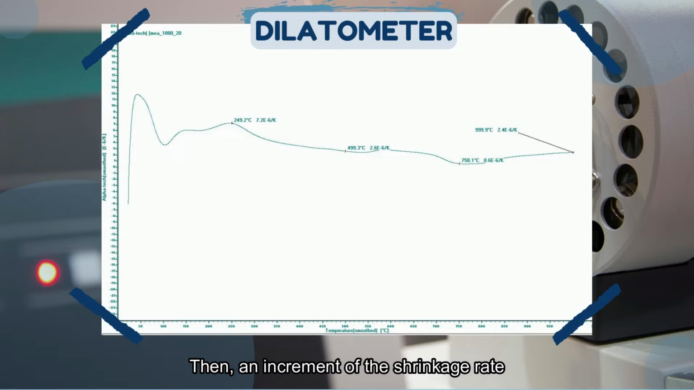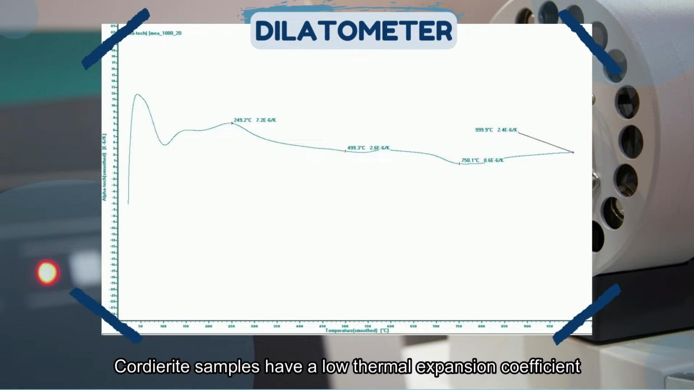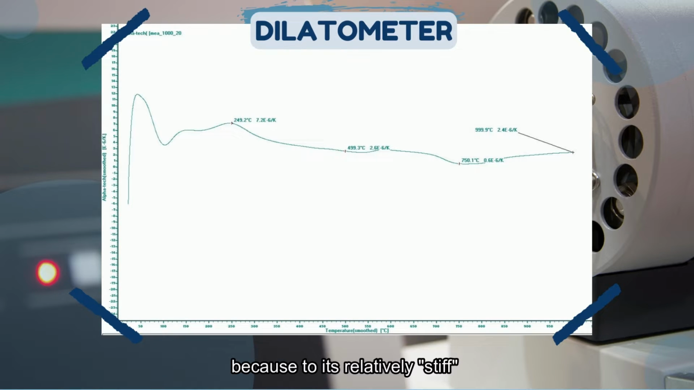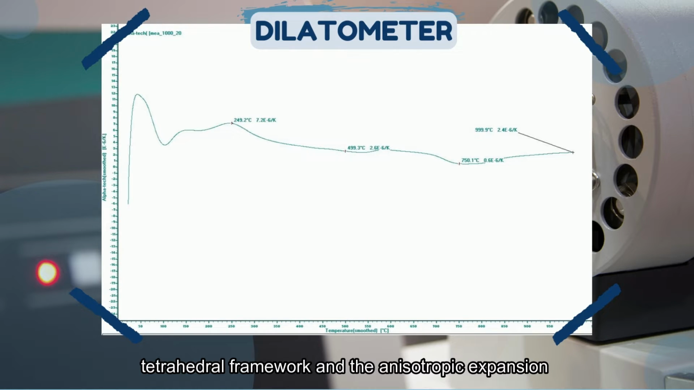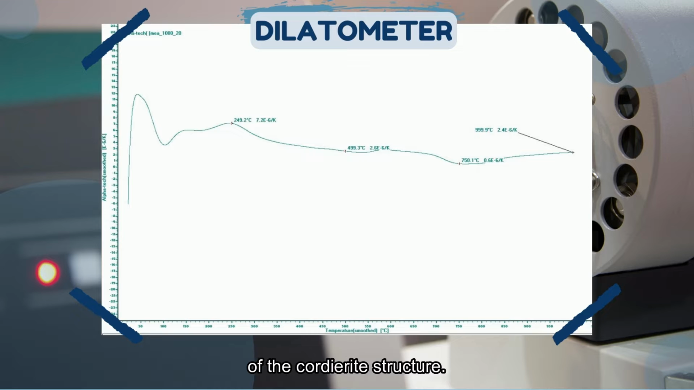Then an increment of the shrinkage rate at 750.1 degrees Celsius, which is 0.6 CTE, was observed and attributed to a change in the mechanism operating in sintering in the presence of a liquid phase. The very slow shrinkage rate up to 750.1 degrees Celsius was associated with solid-state sintering. Cordierite samples have a low thermal expansion coefficient because of their relatively stiff tetrahedral framework and the anisotropic expansion of the octahedral framework of the cordierite structure.